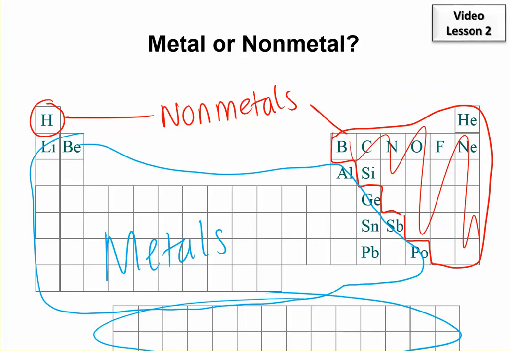Also, technically, some of the elements along this stair step here are sometimes called metalloids because they're kind of halfway in between being a metal and being a non-metal as far as their properties go. But for our purposes, we're going to make it either or. Either they're a non-metal or they're a metal, and that will give us our rules for naming and writing formulas.